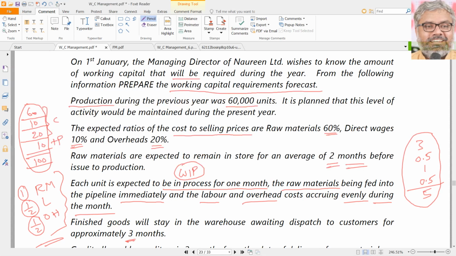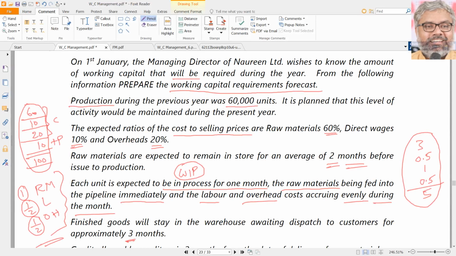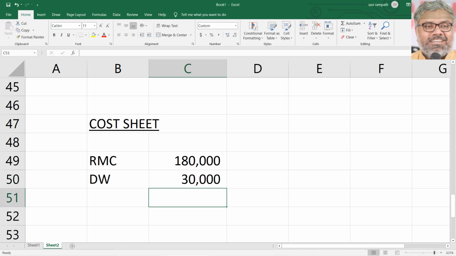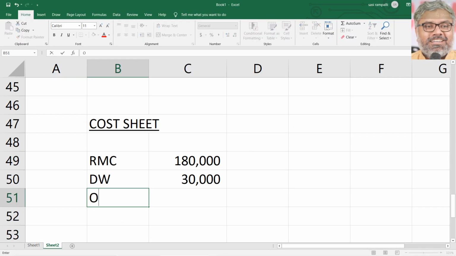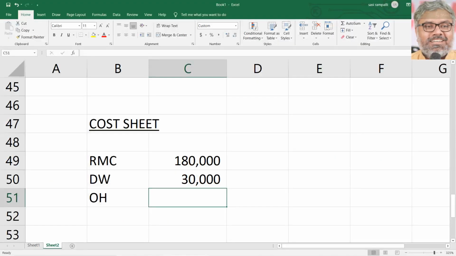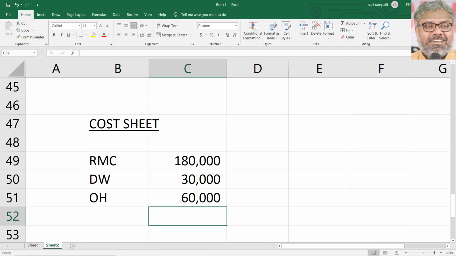Next, how much will be the wages cost? Direct wages. Direct wages will be 0.5 per unit, that we know. So 60,000 into 0.5 is the per annum direct wages cost. Like that, overheads will be 20% of 5 rupees, which means 1 rupee, and for 60,000 units it is 60,000. That is the overheads cost. That is the total cost of production, we can say.